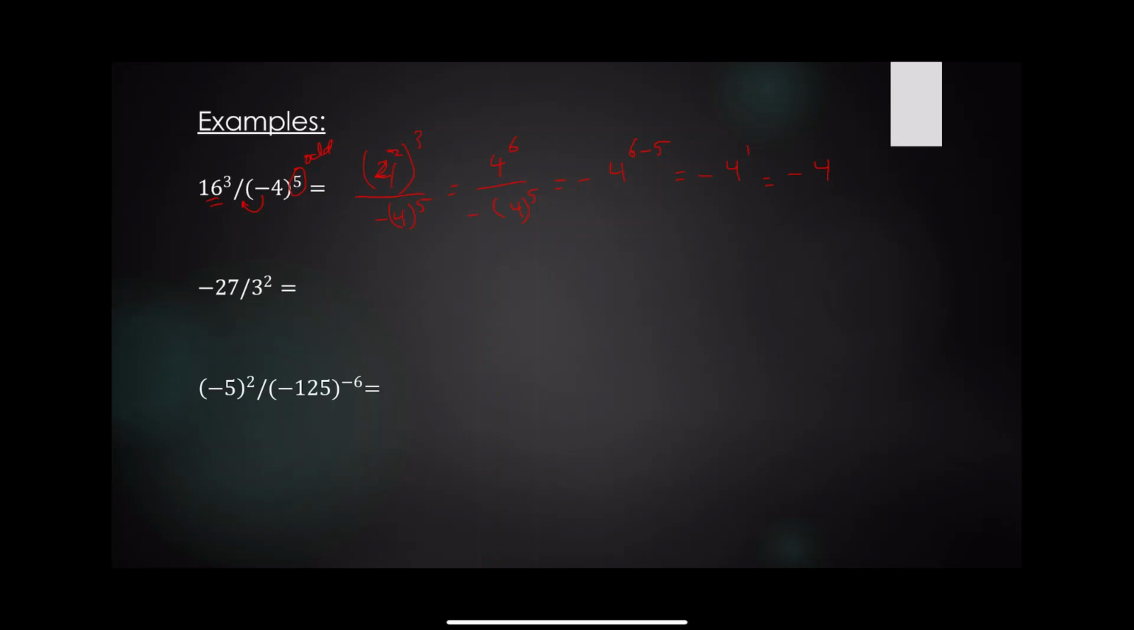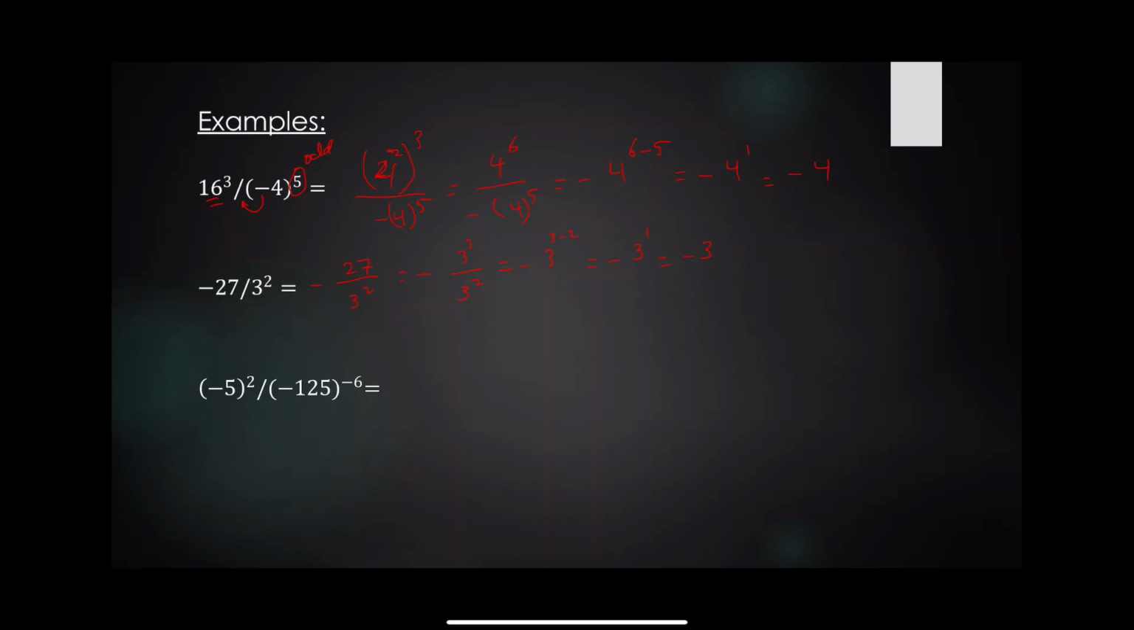Negative 27 divided by 3 to the power 2. Leave the negative as it is, and then 27 over 3 to the power 2. We know that 27 is 3 to the power 3. So it's negative, and then 3 to the power 3 divided by 3 to the power 2, which is 3 to the power 3 minus 2, which is negative 3 to the power 1, which is negative 3.